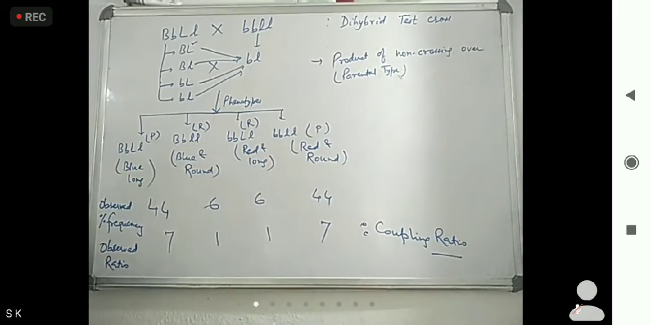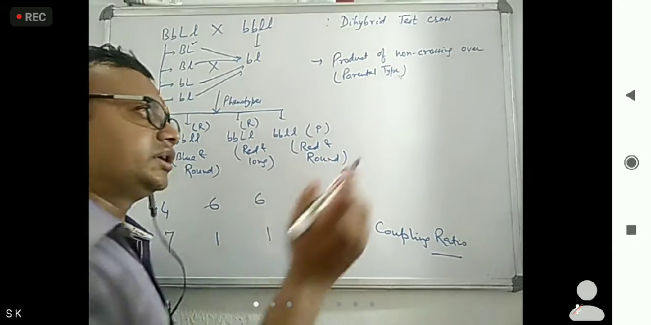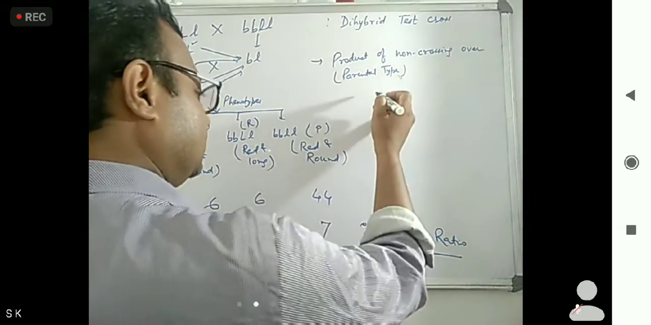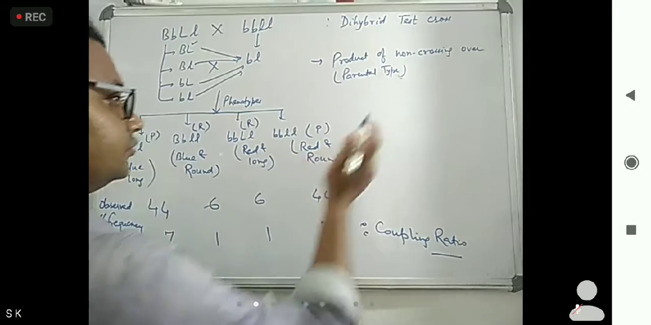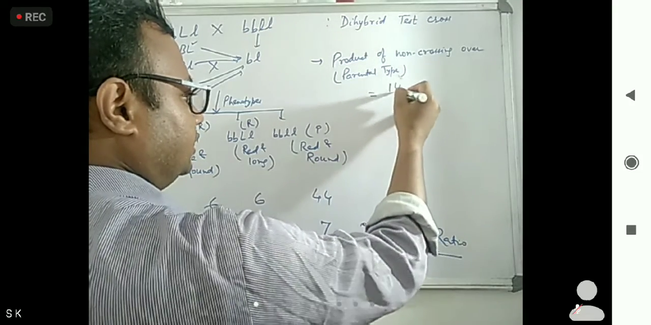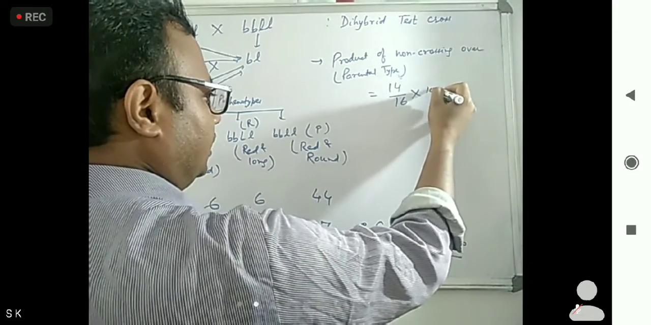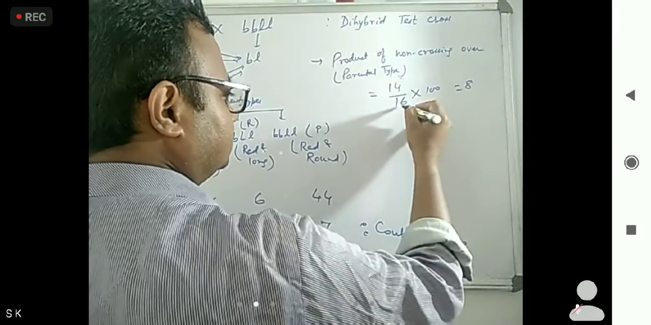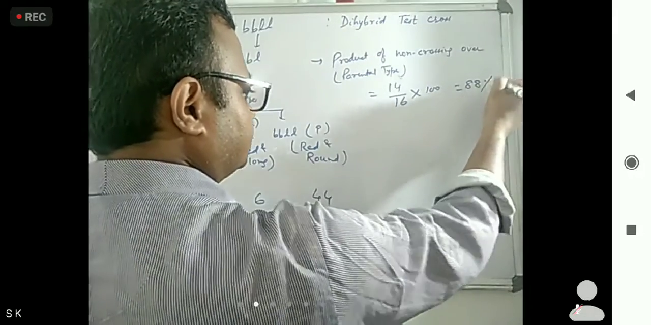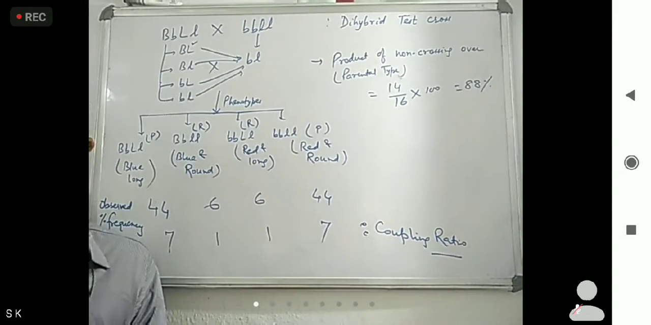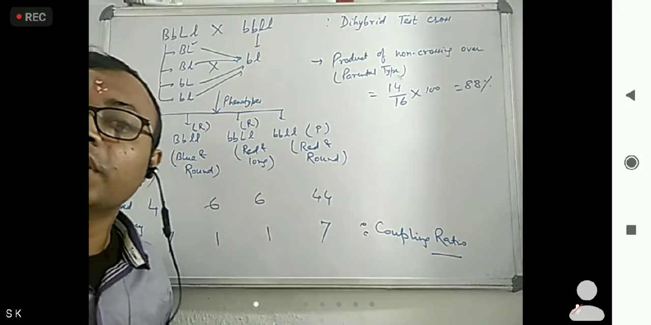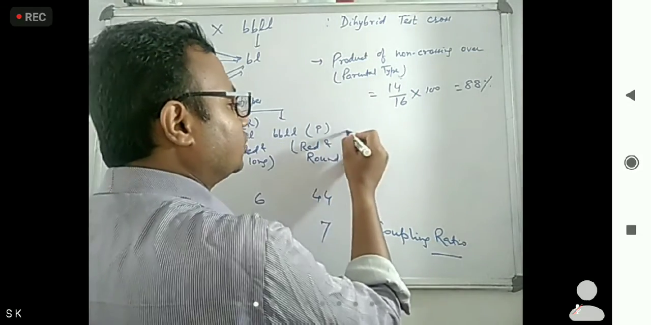Okay, in a cross one we are going on. Okay, so here what he found? Here found 14. See, 7 or 7, 14. So 14/16 × 100. So it will come approx 88%.